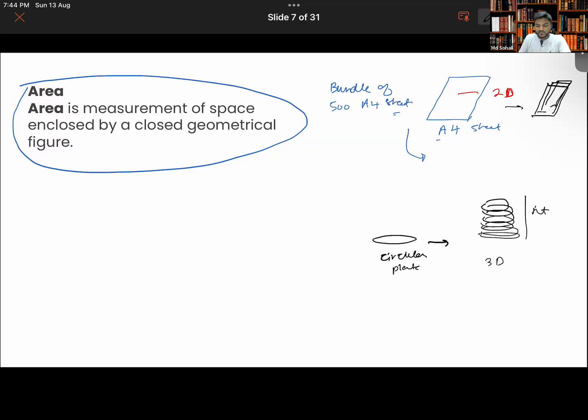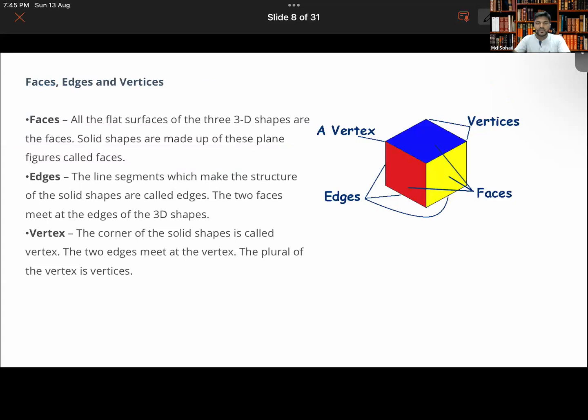Getting it, guys? So that is the thing over here. Now take a look at this 3D figure. What are the components which we usually find in a 3D figure? The junction where all the three edges meet is simply called a vertex.